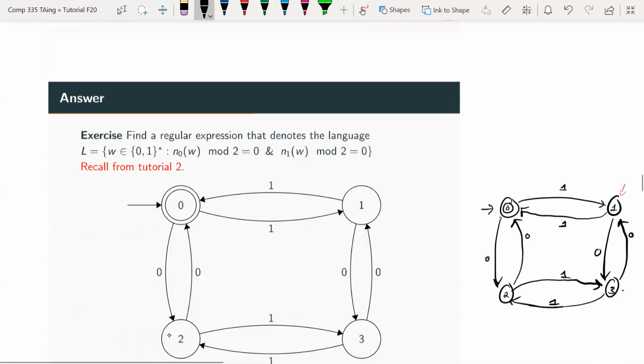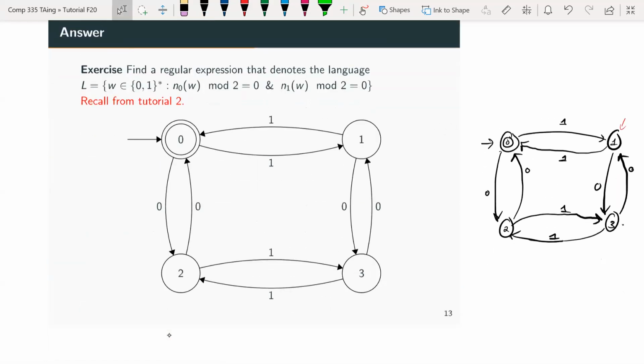Just so you don't have to go through the process of finding a DFA, this is the DFA. It's very similar to an example that we did in tutorial 2, essentially just putting the final state in a different place. So maybe take 1.5 minutes to try to convert this to a regular expression, and then we'll do the question together.